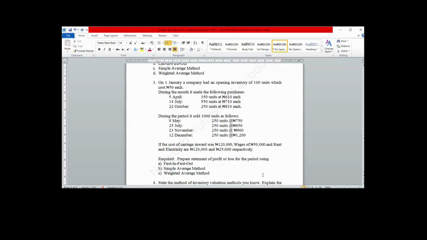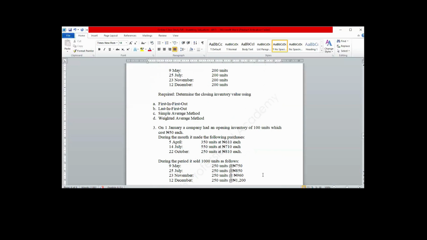Are you with me? One is more technical than the other. Can you see number 3? Number 3 says we should do what again? Require statement of profit or loss using FIFO, using simple average method, using weighted average method. That's one. Then this one only requests for you to determine your closing inventory value using FIFO, using LIFO, using simple average, using weighted average. Is it clear?